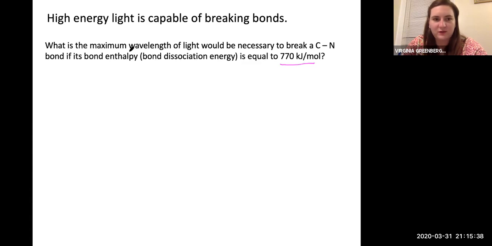And what we're trying to figure out then is what wavelength of light would have enough energy capable of doing that breaking. So I'm going to start solving this by saying I don't want to think about a mole of photons when I'm doing wavelength. I want to think about just one single photon. So I'm going to convert the 770 kilojoules per mole of bonds to saying for every 1 mole of bonds, I'm going to have Avogadro's number of bonds.